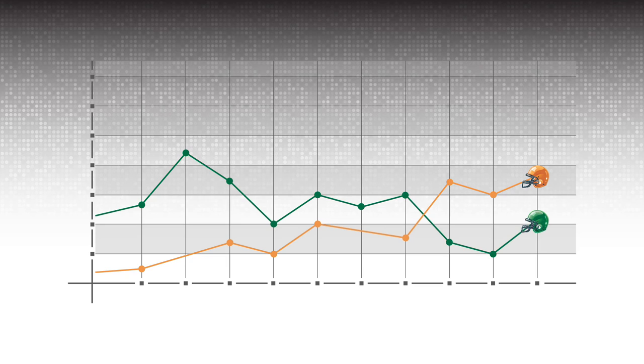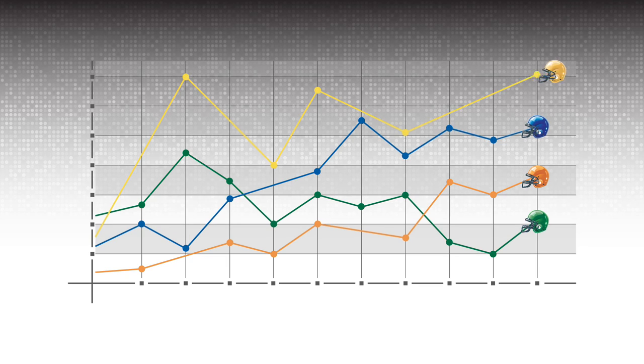The goal is to rank all the helmets currently on the market, giving players, parents, and coaches the data to make an informed choice. UAB's testing system will also help designers create new helmets that offer even better protection.